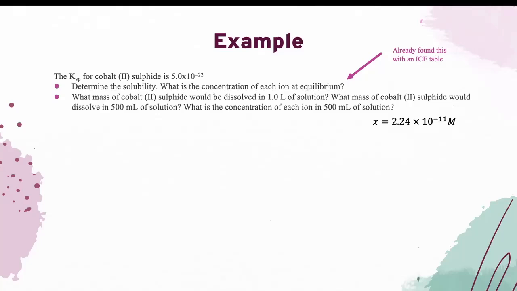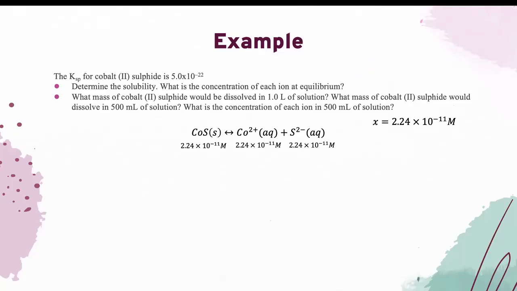So part B, or the second bullet point, asks what mass of cobalt 2 sulfide would be dissolved in 1 liter of this solution? What about in 500 milliliters of solution? And what's the concentration of each ion in the 500 milliliters of the solution? So the point of this is to show you that you might need different masses depending on the volume of the solution, but the concentration is independent of the volume. Because we're dealing with a salt, that solubility is going to be the same regardless of how much of the solution we have. It's going to be proportionate.